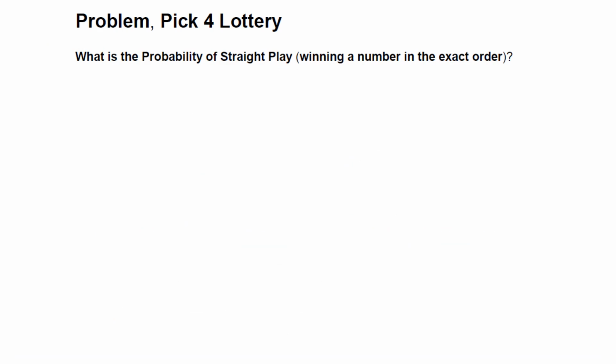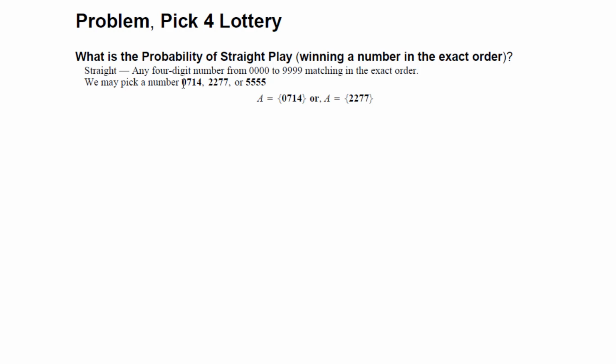So the question is, what is the probability of straight play? Straight play means winning a number in the exact order. So let's say we are going to play 0714. So if a person is going to win, he should win if the winning ticket has 0 as the first number, 7 as the second number, 1 as the third number, and 4 as the fourth number.